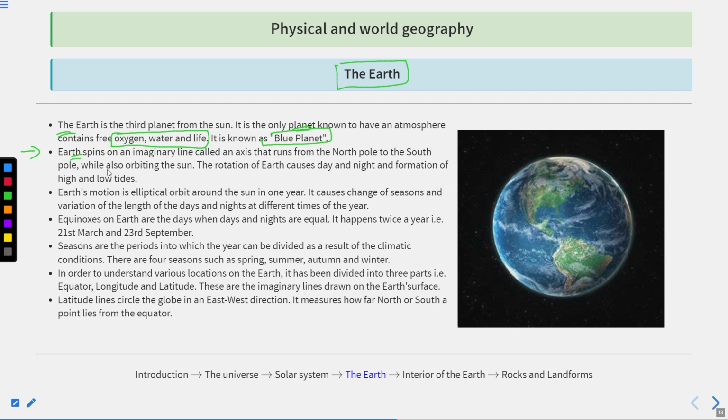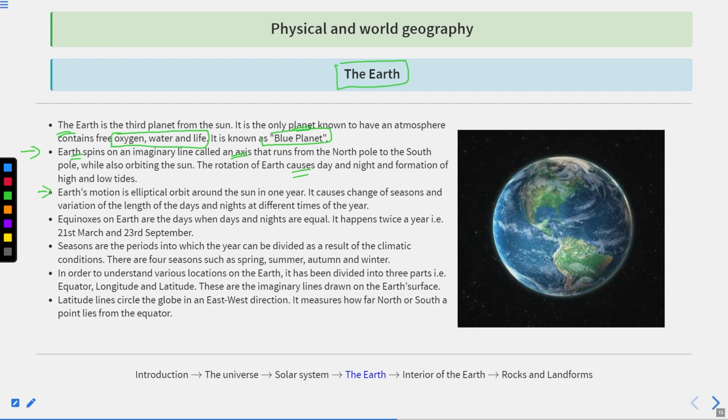Earth basically spins on an imaginary line called an axis, and this line runs from the north to the south pole. Okay? The rotation of Earth causes day and night and the formation of high and low tides. If the sun is here, this part will have day, and this part will have night. And when the Earth rotates, the thing will reverse.